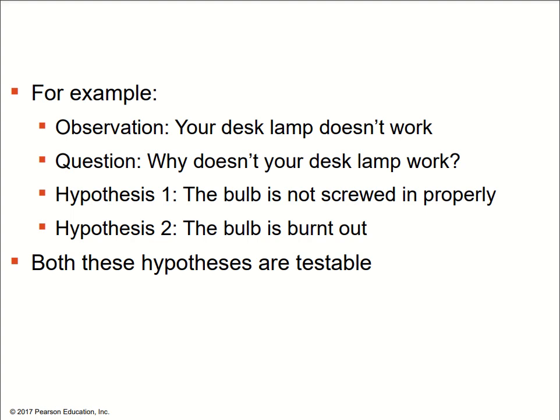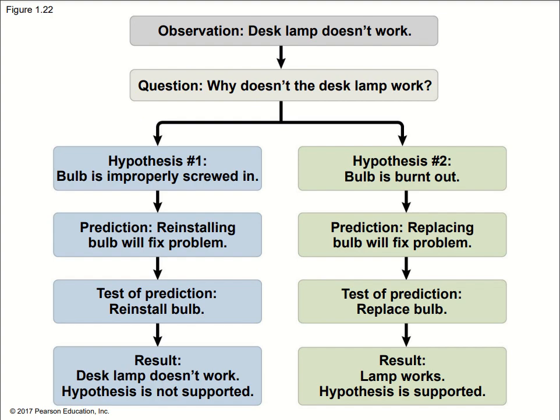For example, an initial observation shows your desk lamp doesn't work. A question that arises might be, why does the lamp not work? And two potential hypotheses that are testable: the bulb could possibly not be screwed in properly, or the bulb is burnt out. Both of these hypotheses are testable. For example, reinstalling the bulb could potentially fix it, and if that does fix the issue, well then that's likely what caused it.